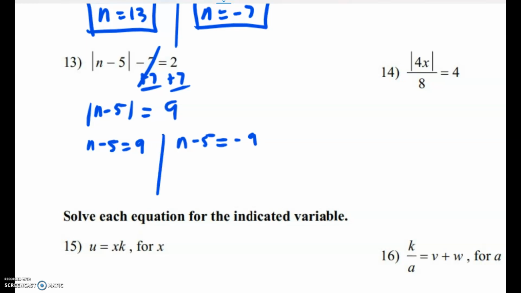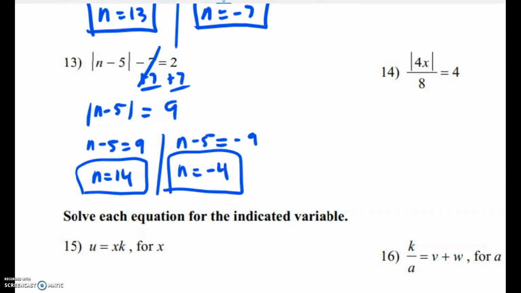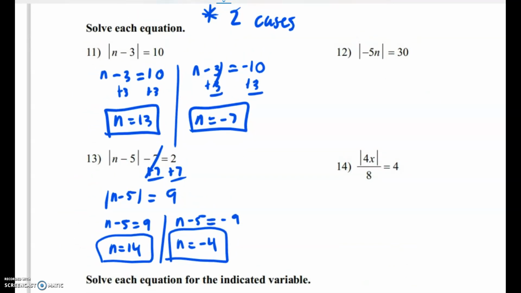Okay, solve both cases, add 5, 14, add 5 on the next one, negative 4. All right, if you have not done so already, go ahead and try 12 and 14. Resume the video when you're ready for the answer.